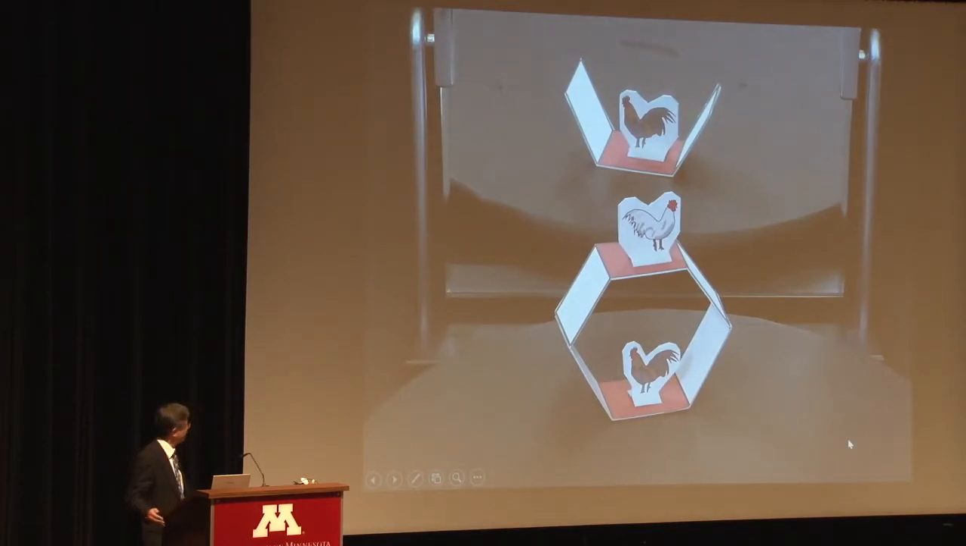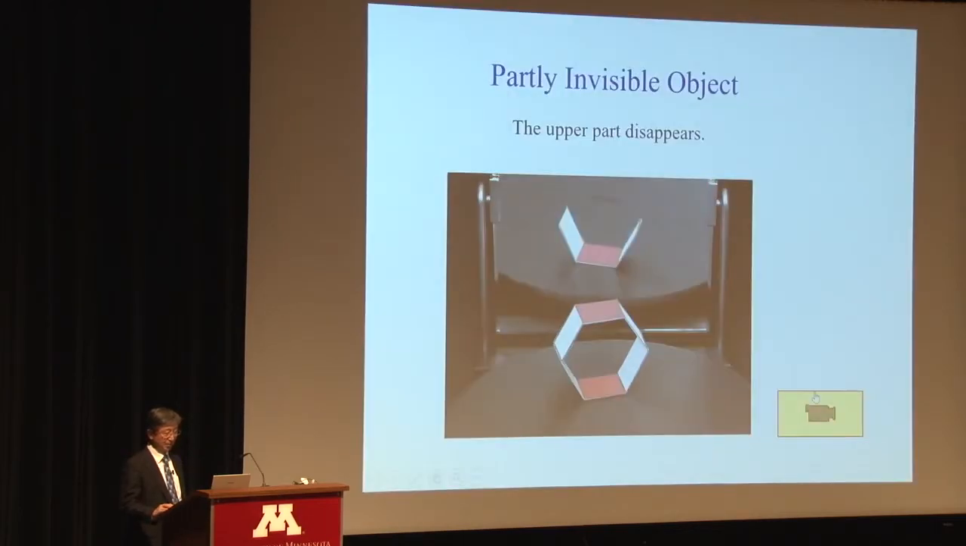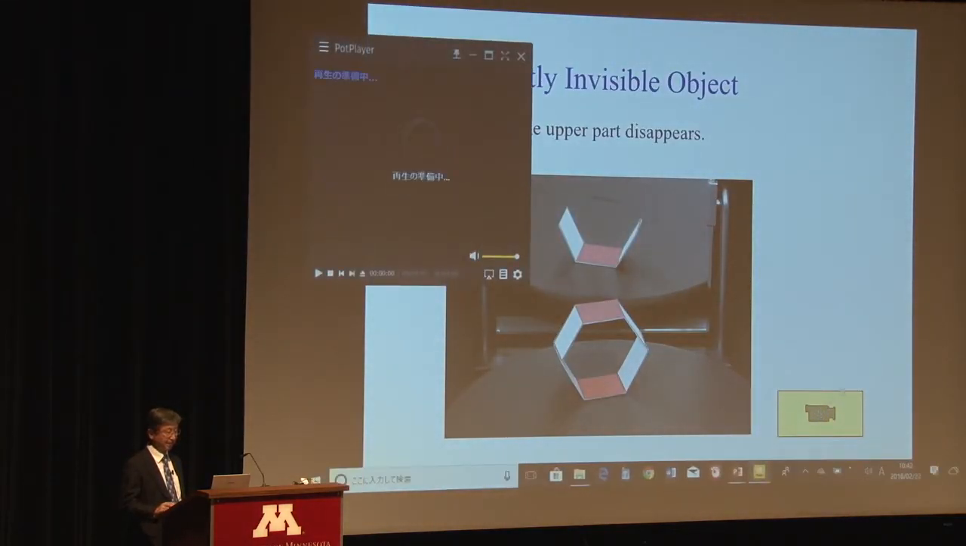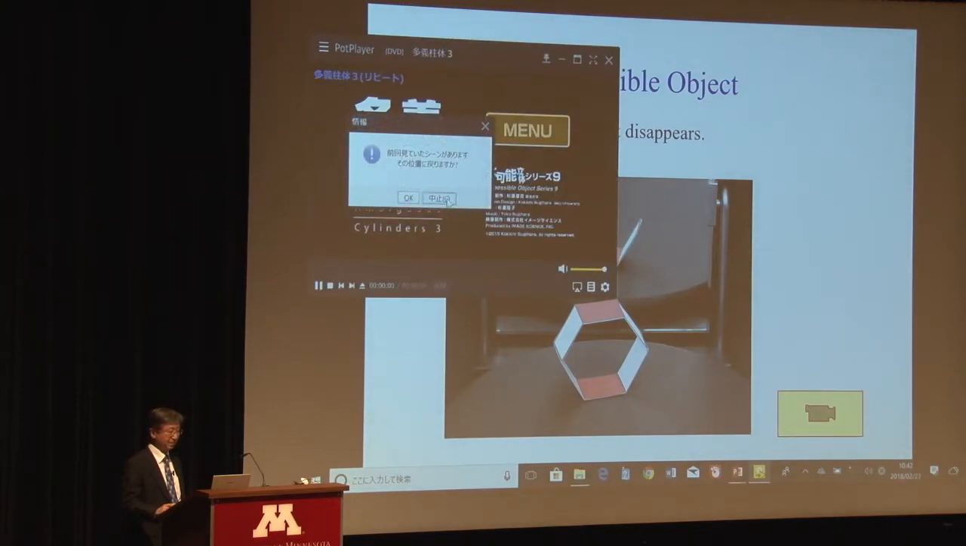Now, next, the third example. This is a little more mysterious because the upper half disappears. In the previous one, the lower half disappears. That is possible because the lower half is hidden behind the upper half. But now the upper half disappears, and it seems difficult for the upper half to be hidden under the lower half. So what is happening? Now let me show you by the video screen.